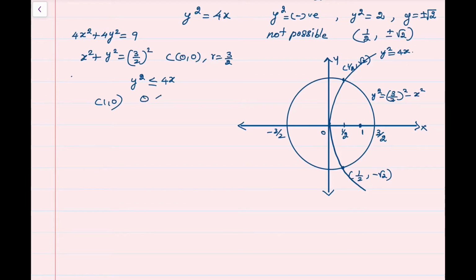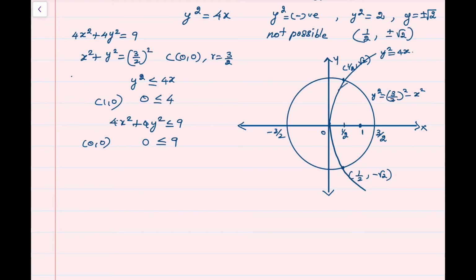Y is 0, x is 1. It satisfies. That means 1, 0 is in the correct region, which is inside the parabola. And for the circle, 4x square plus 4y square less than or equal to 9, we will substitute 0, 0 for checking. We get 0 less than or equal to 9. This also satisfies. Therefore, the area is inside the circle.